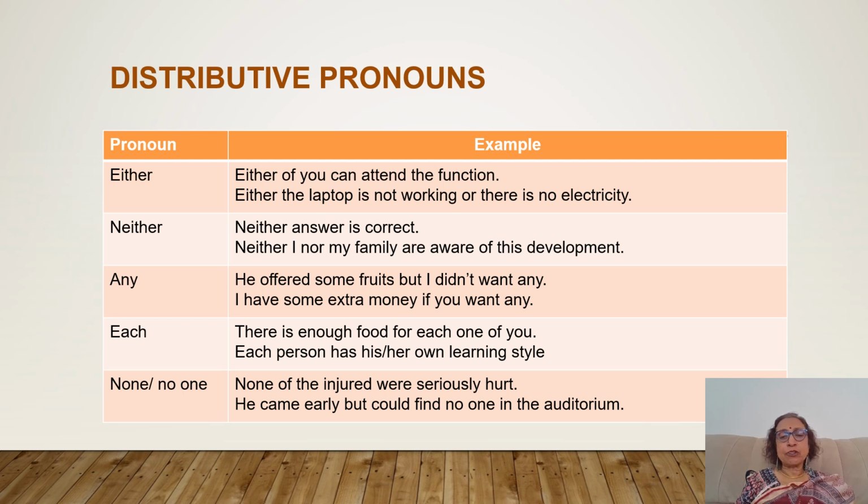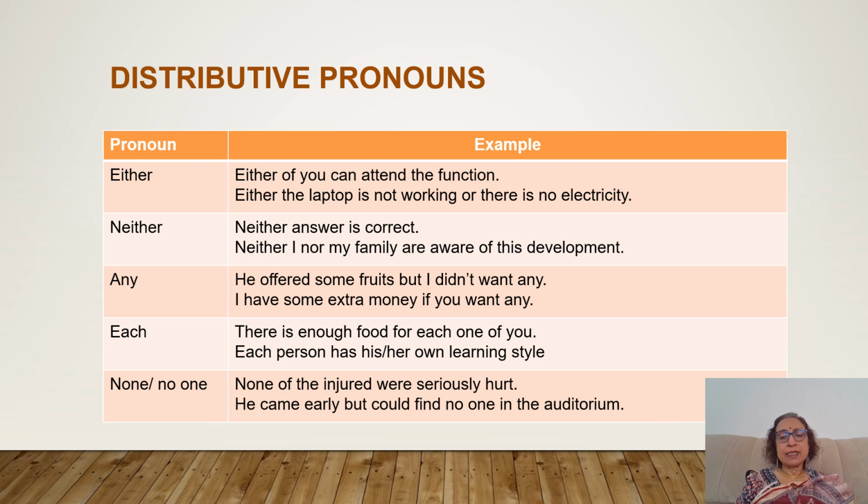I have some extra money if you want any. So any refers to money here, and therefore it is distributive. There is enough food for each one of you. Now here we have each one, where you have the word food, enough food, for you. The word is specific you, specific food, and therefore distributive.